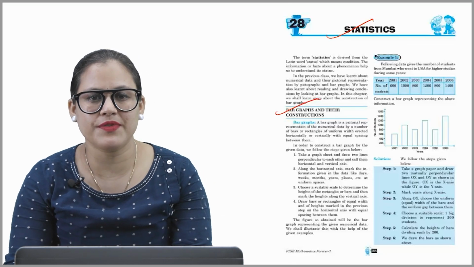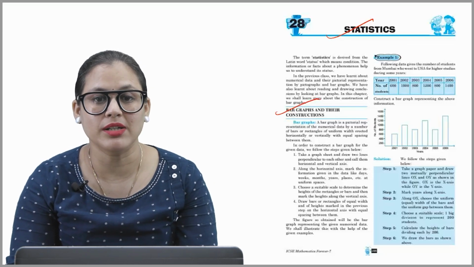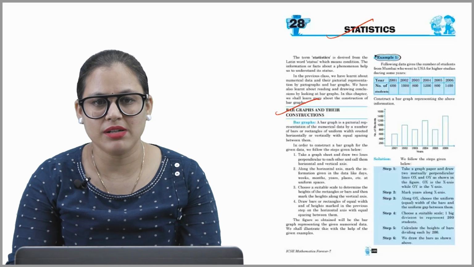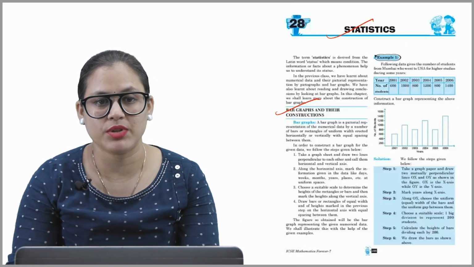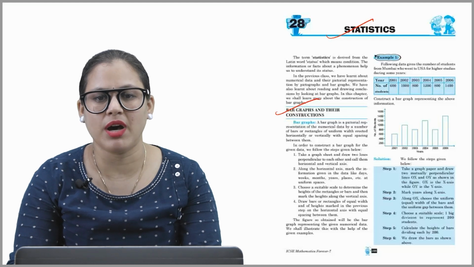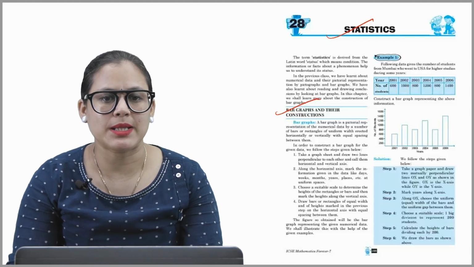Bar graphs. A bar graph is a pictorial representation of the numerical data by a number of bars or rectangles of uniform width erected horizontally or vertically with equal spacing between them. In order to construct a bar graph for the given data, we follow the steps given below.